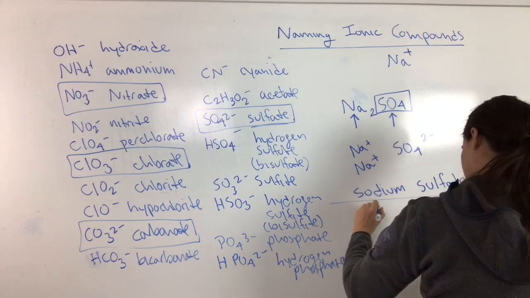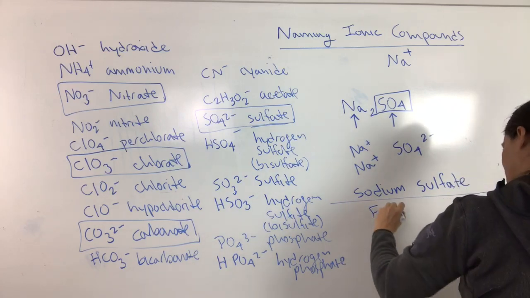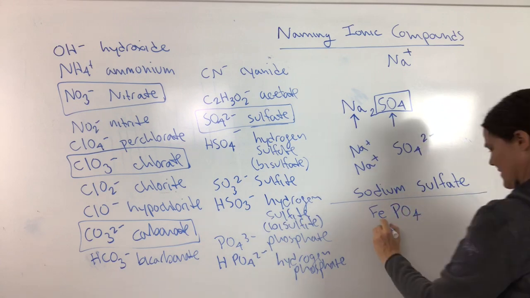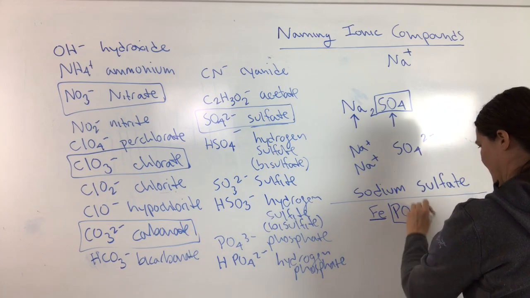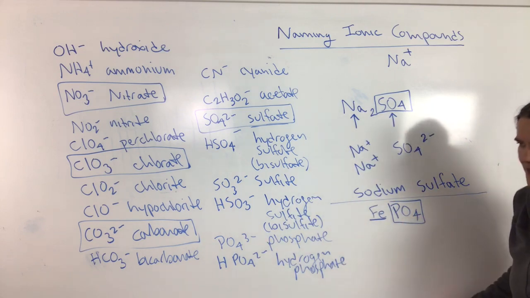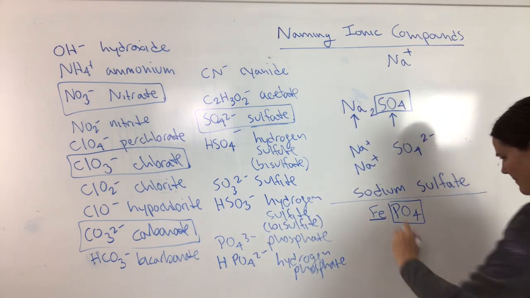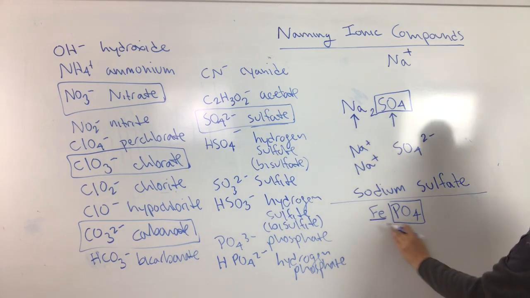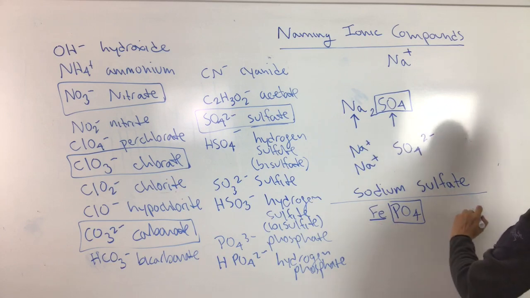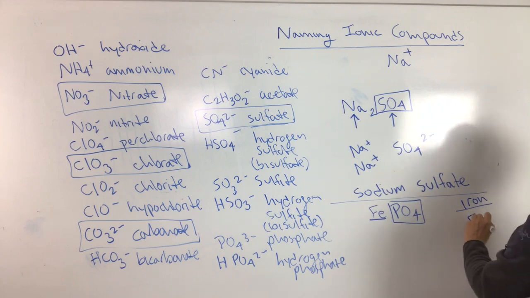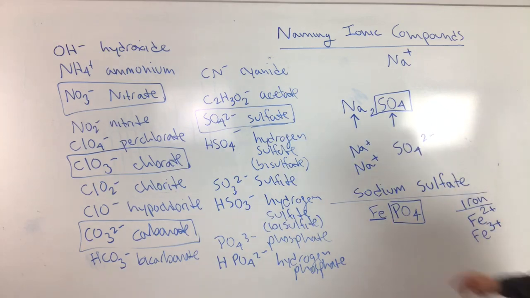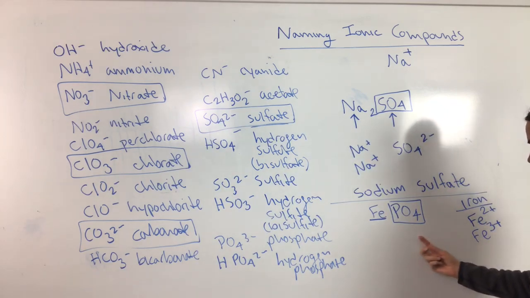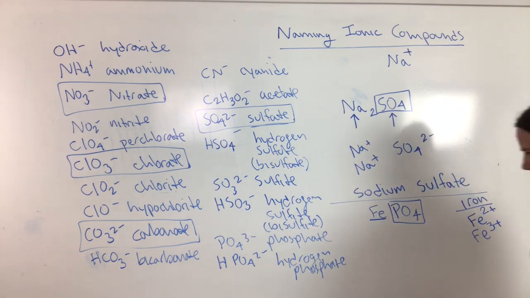So let's do this one. Let's do iron. So we have Fe. So we have iron here. This is the monoatomic ion. And then we have phosphate, which is a polyatomic ion. So let's figure out the name for this. So first of all, we have iron, and we know that iron can form more than one charge. Iron can form a 2+ charge or a 3+ charge. So we know that we're going to need a Roman numeral in this name. So we need to figure out what the Roman numeral is.